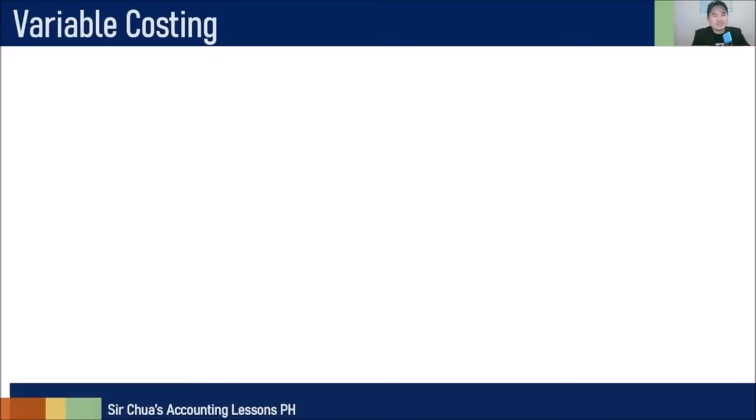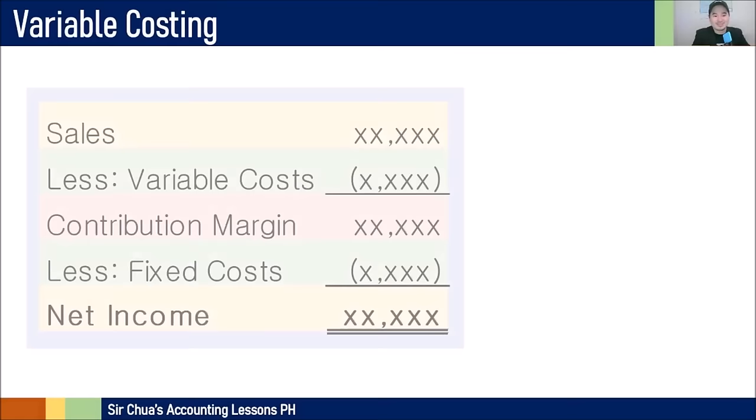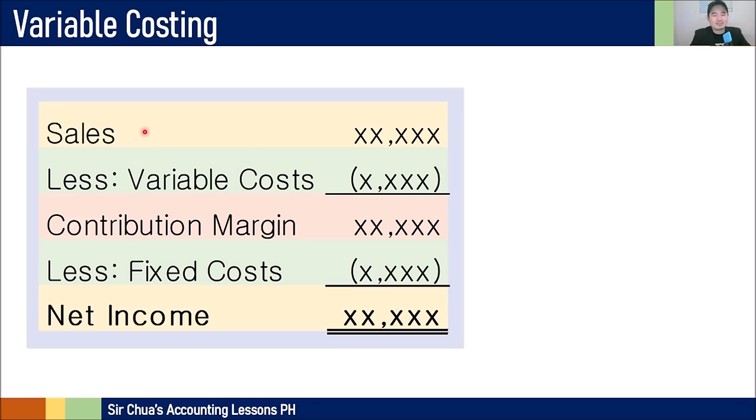Okay, so variable costing. Let's go back to your variable costing income statement. As you know, it starts with sales, and then you deduct your variable cost, which will give you your contribution margin, and then you deduct your fixed cost, and you will be given your net income.